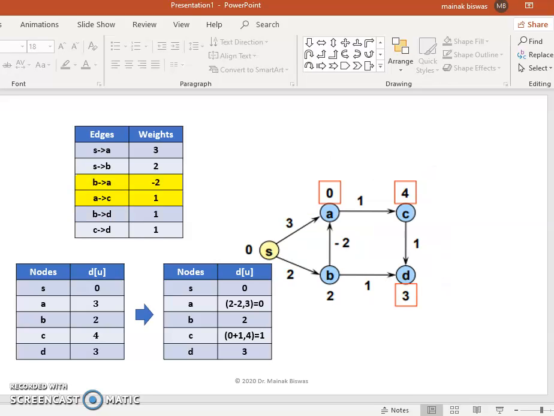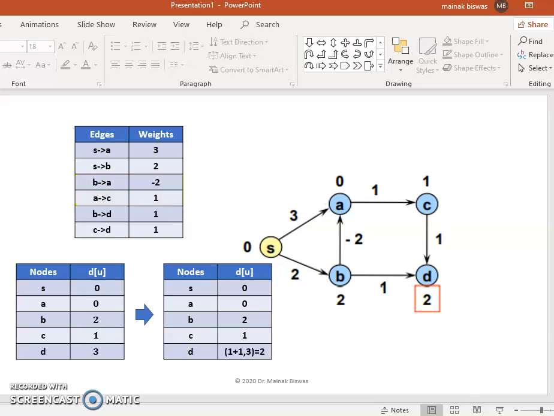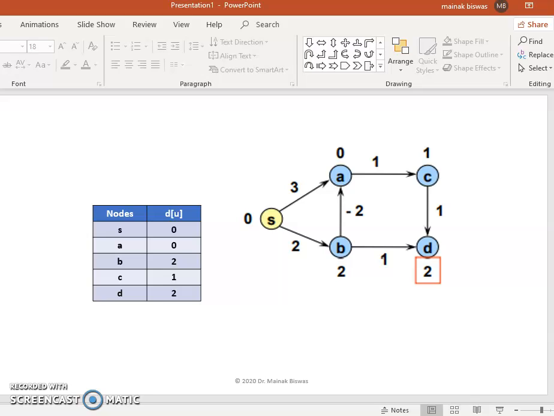Now we apply the other edges, that is B to A and A to C. A's value changes again: 2 minus 2 is 0, and between 0 and 3 we obviously select 0. For C, between 1 and 4, C's value becomes 1. Finally, for D, between 3 and 2, the value becomes 2. So finally we reach the conclusion, the final answer.